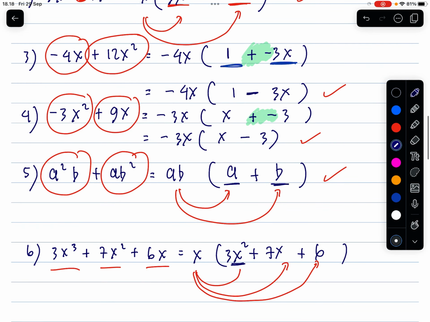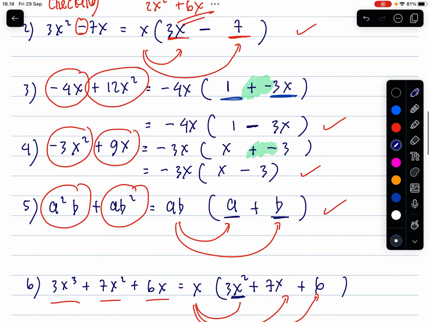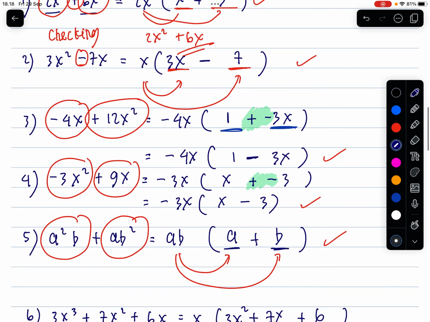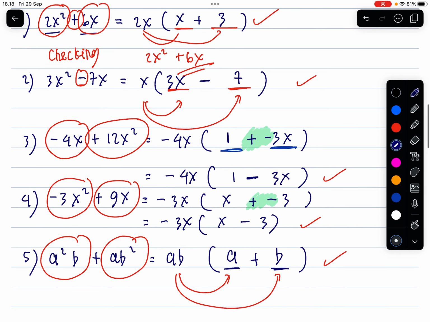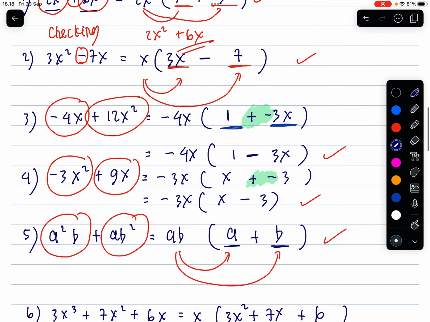All right, everyone, I hope number 1 and number 6 are making you more comfortable in using this method.